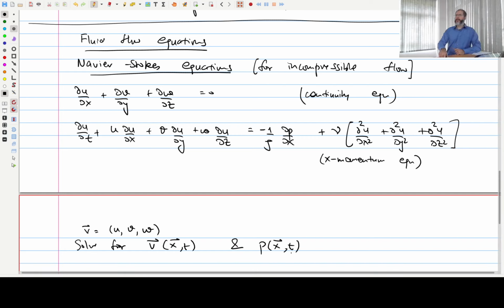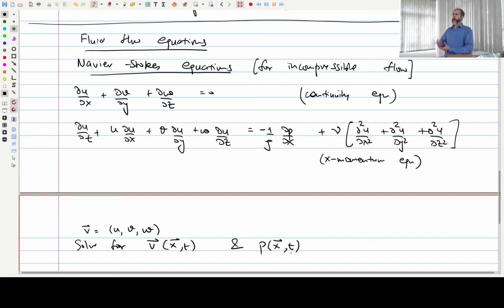The x vector is simply a position vector. It contains the components x, y, and z. You can write any point in space as x times i plus y times j plus z times k. So this x vector is simply position, and t. You can also write it as x, y, z, t. And the V vector contains three components u, v, and w. We are also solving for the scalar field P, which is the pressure field. If you are able to solve for these four unknowns u, v, w, and p, you have solved the fluid mechanics problem.